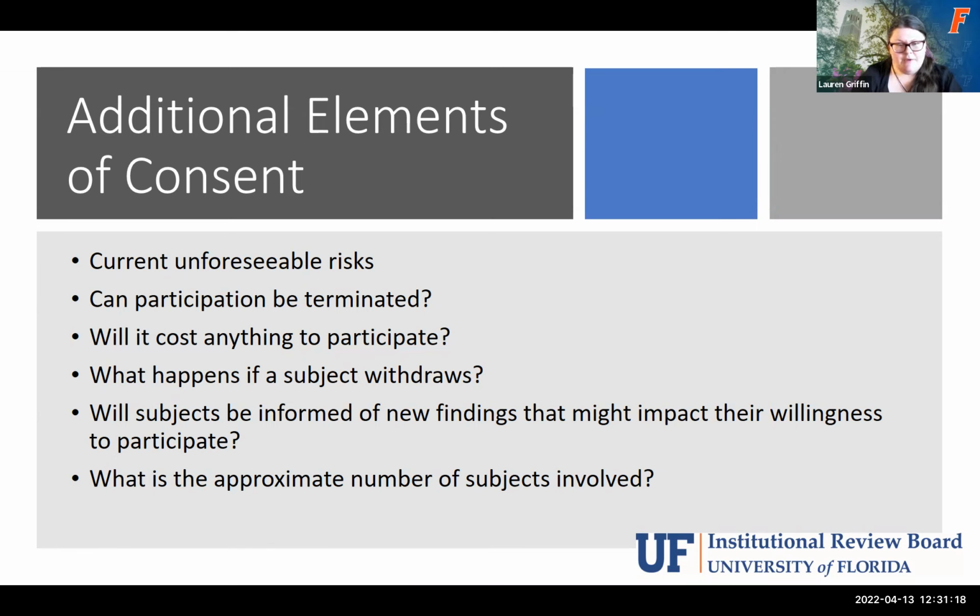And then the approximate number of subjects who are going to be involved. And this one, again, goes back to that kind of sneaky thing about your different subject populations. If you're looking at 20 students and their parents, it's tempting to say, well, we're looking at 20 students. But if the parents are also subjects, you're actually looking at 40 people.